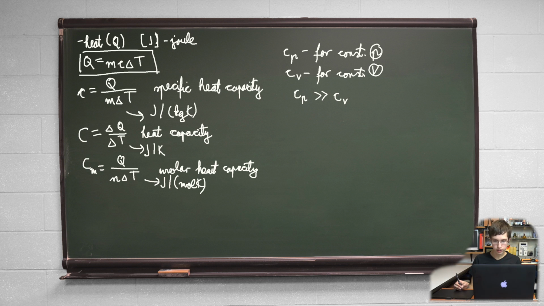Molar heat capacity has two types similar to those of specific heat capacity: molar heat capacity at constant pressure, Cpm, and molar heat capacity at constant volume, Cvm. We can see that these are very similar to those for specific heat capacity.